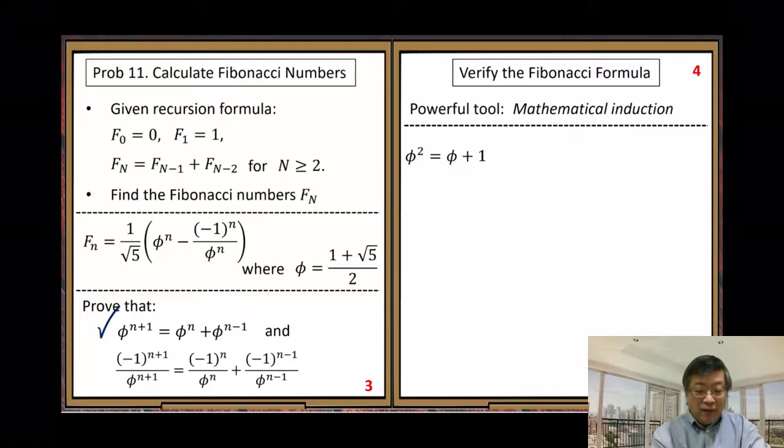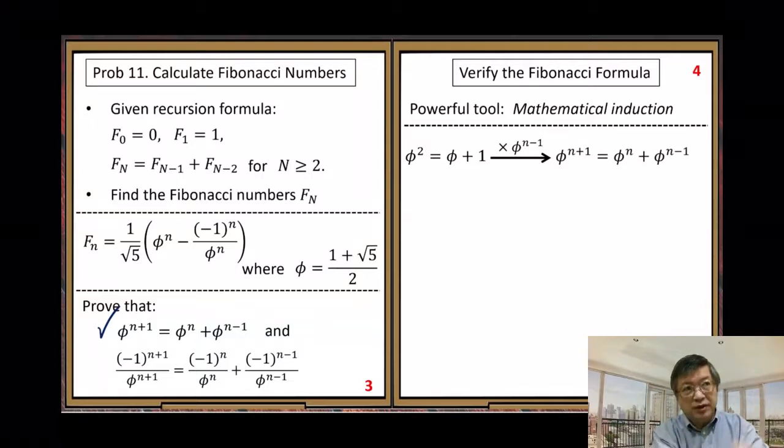Remember? From there, we multiply the equality, both sides, by this term, phi to the n minus 1th power. Now, after that, we get exactly our first guess. Okay, so we have it. Pretty easy. We're done for the first guess. Next, the second guess.